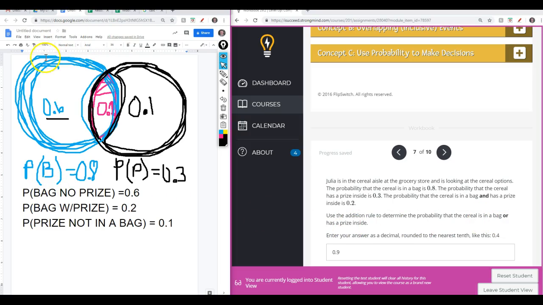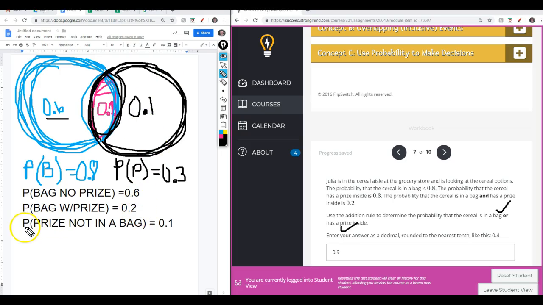Well, if I pull in this just blue area, the bag with no prize, does it meet the requirement that it was in a bag or has a prize inside? Yeah, it was in a bag. So that probability is good. If we go to this intersection right here, the probability that it had a bag with a prize inside, did it meet this requirement? Was it a bag or has a prize inside? Yeah, it met both of them. So that probability is good. We're going to include that.